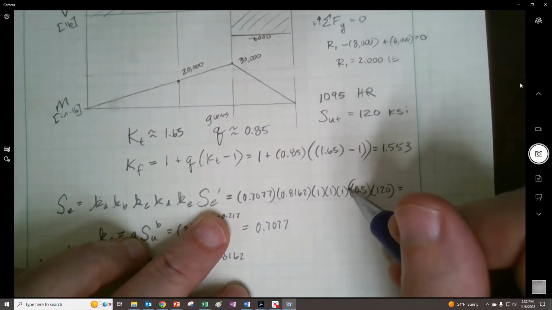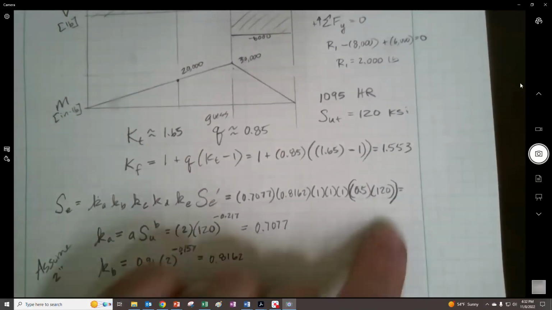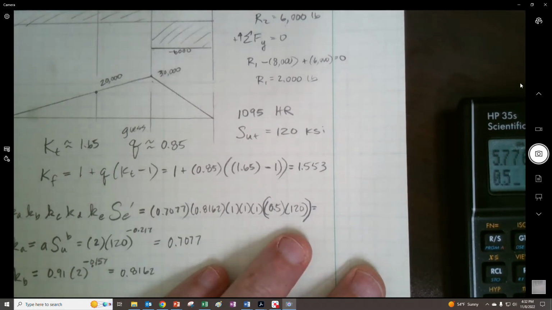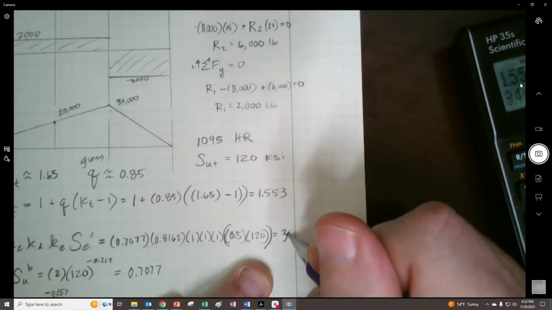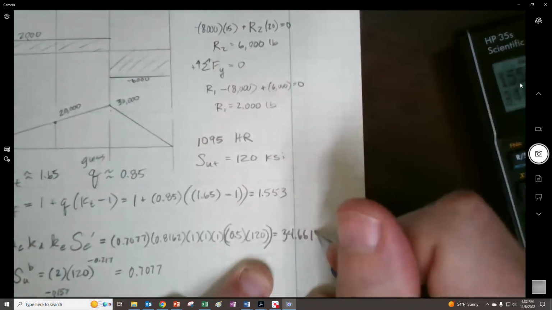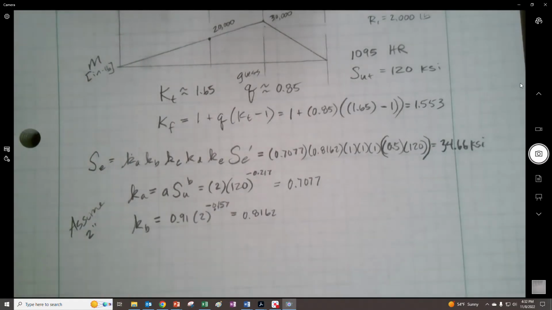Right? I'll put parentheses on there to represent that's what Se is. So I didn't really leave myself a lot of room if I want to use the margins correctly. So I can multiply those, 0.5 and then 120. So I get 34.6566. This is ksi. All right, so now that's my Se. I need to work backwards and figure out what my allowable reversible stress is going to be.